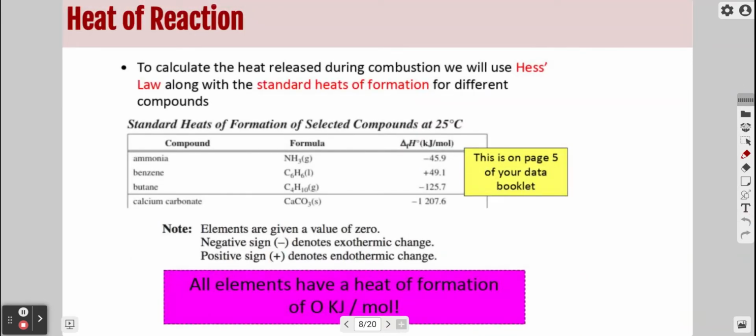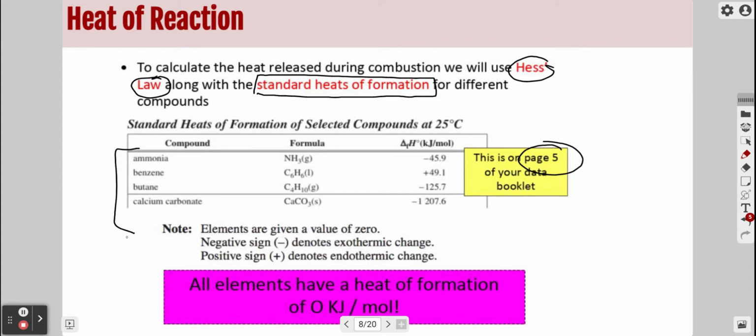Okay, so the heat of reaction. To calculate the heat released during combustion, we are going to use Hess's law, along with the standard heats of formation, which are in a data table on page 5 of your data booklet. It's a huge data table. This is just the first 3 lines, but there are probably about 20 different compounds in that table, and these give you the heats of formation, so basically how much energy went into forming these compounds. Here's a key piece of information you need to know: if you're looking for elements on this chart, you will not find them.